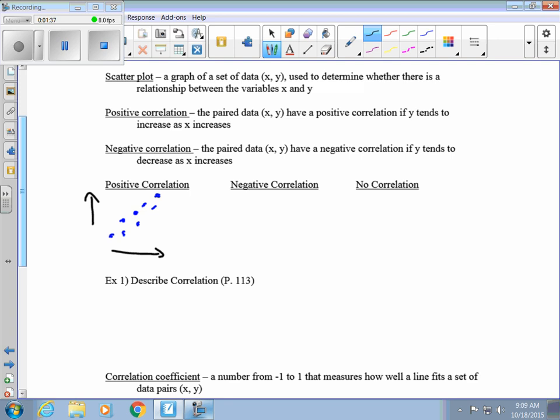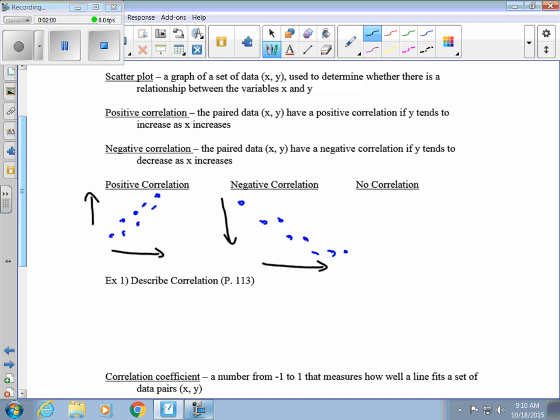Negative correlation, let's go with the same color. They're going to have a trend in the other direction. So in this case, as one of the variables is increasing, still increasing going to the right, notice these are decreasing. They're getting smaller. Okay.